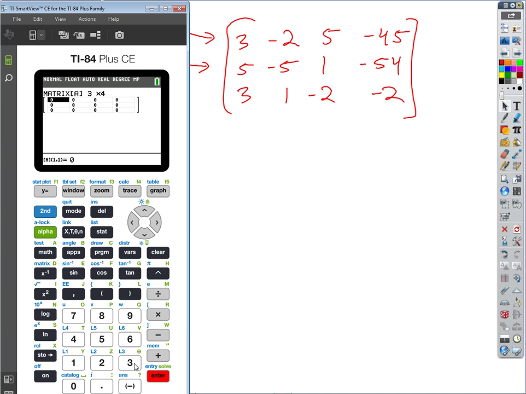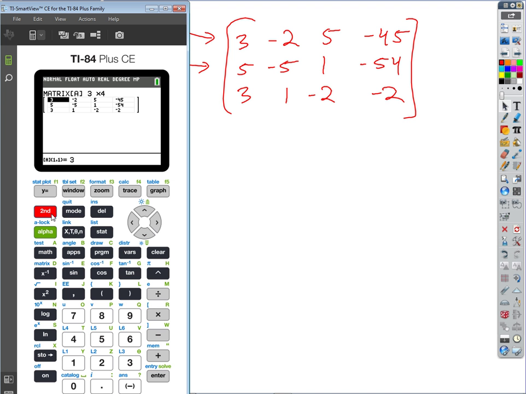Okay, and then all we're going to do is populate the matrix with the coefficients. So I can just go 3, and if I hit enter, it jumps me along that row. -2, enter, 5, enter, -45, enter. Then it automatically jumps me down to the next row. So the next row starts with a 5, -5, 1, and -54. And then finally the bottom row, 3, 1, -2, -2. Okay, so there's my matrix.